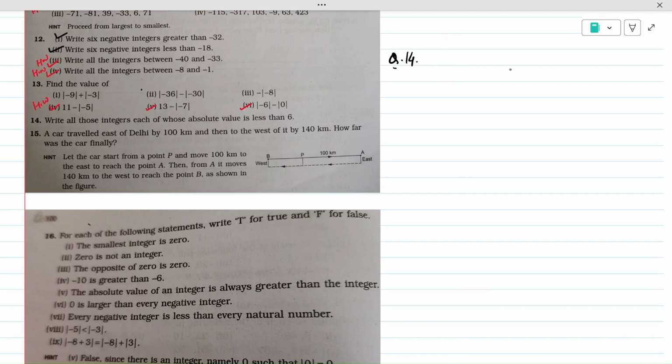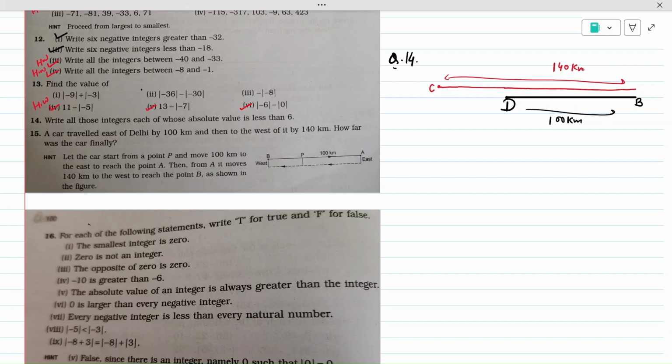Question number 14. Let us take the starting point as D. First, we are going to east of Delhi 100 kilometers. So let's say after 100 kilometers, we have reached the point B. Okay, this is 100 kilometers. And then after we reach this point, it moved to the west of it by 140 kilometers. So again, it is going back from here in this direction 140 kilometers. So somewhere here it will reach. Again, I'm writing this whole distance as 140 kilometers. But since it is going to the opposite side from here, it is minus.